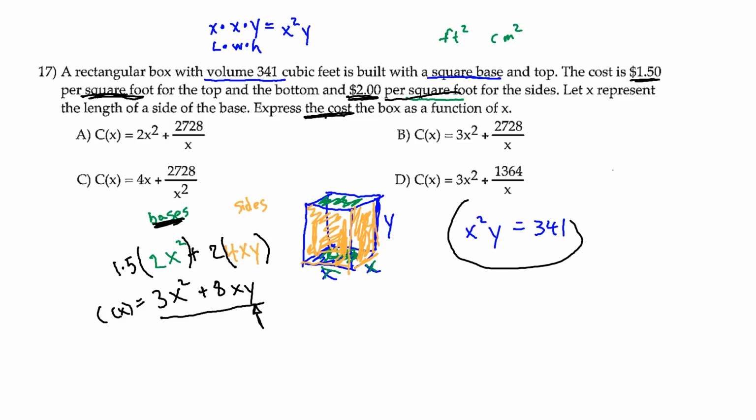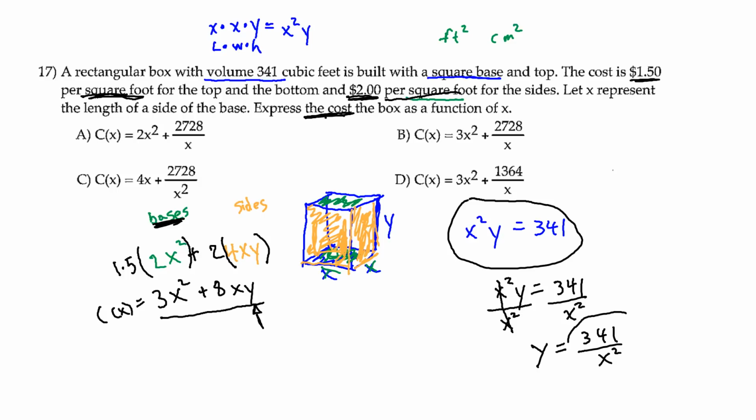The other equation we have over here gives us information about how to do that. We know that x squared times y is equal to 341. But if we're trying to get y by itself, what will we have to do? Remember, how do you undo multiplication? You undo multiplication with division. So to get rid of that x squared that we're multiplying, we're going to divide by x squared. So if we divide this side, the x squared is gone, and now we know that y is the same as saying 341 over x squared.